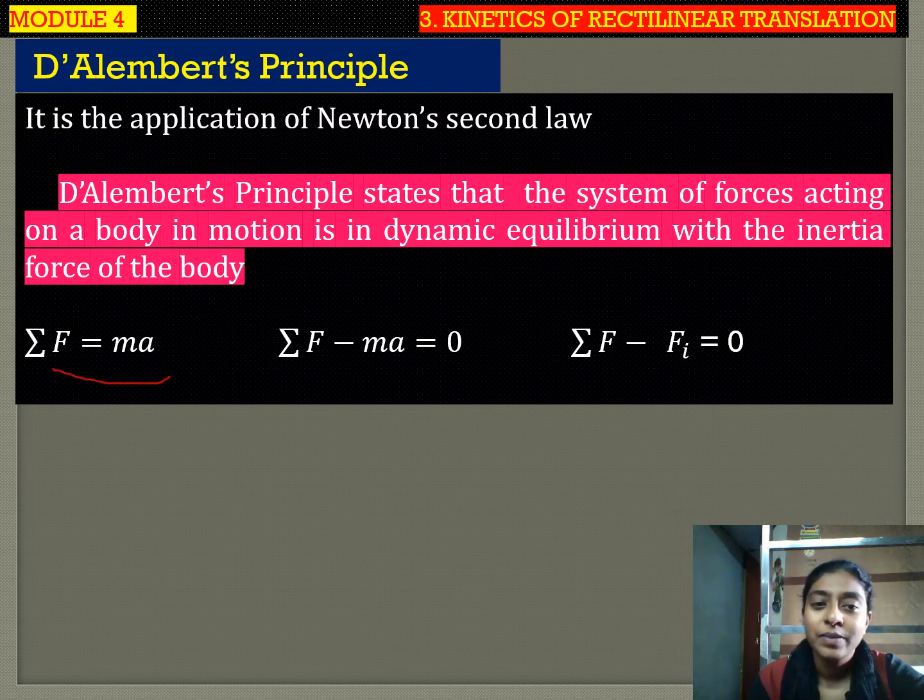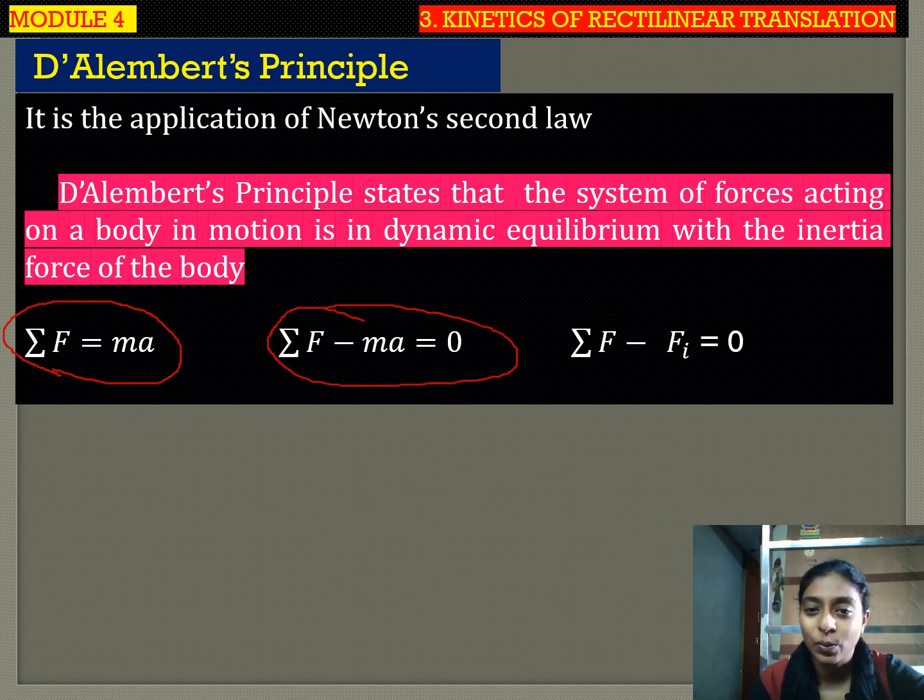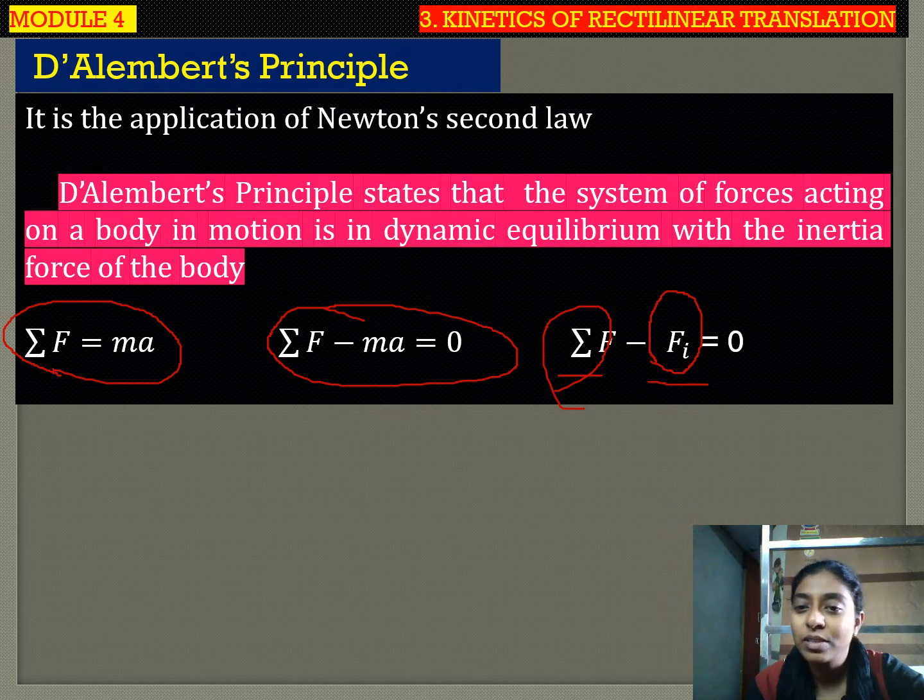So, this is Newton's second law, sigma F is equal to mass into acceleration. So, sigma F minus MA is equal to 0. So, sigma F is the external force, Fi is the internal force, that is nothing but the inertial force, forces of inertia, mass into acceleration, that is equal to 0. So, this inertia force acts in the direction opposite to the direction of the external force. If external forces are acting in one direction, the internal force is acting in the other direction.